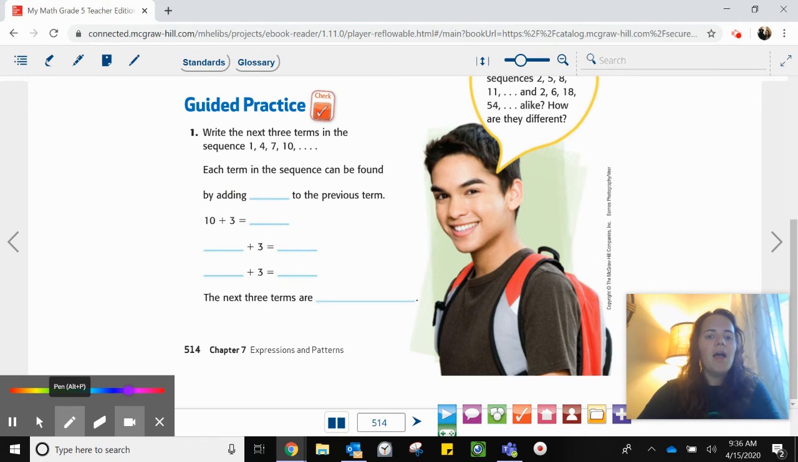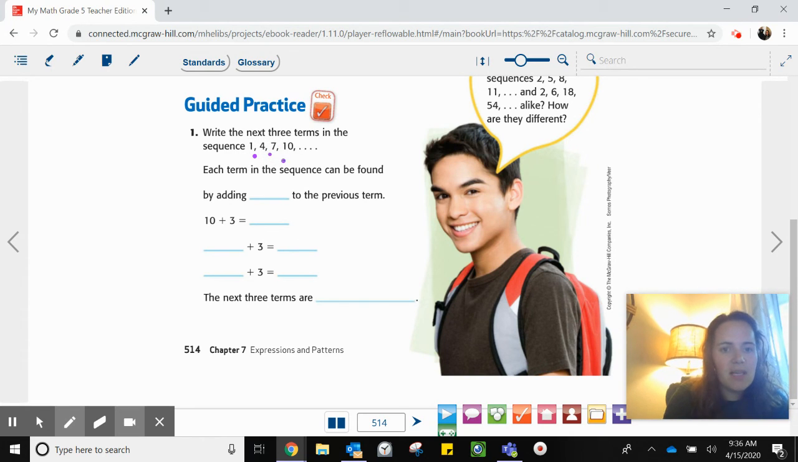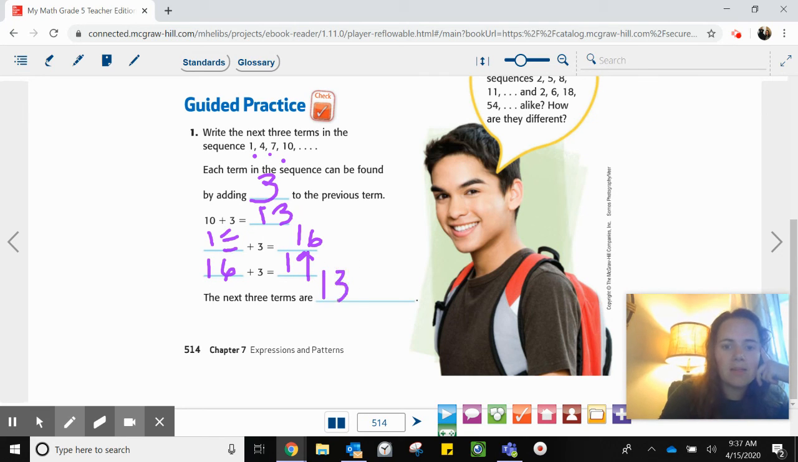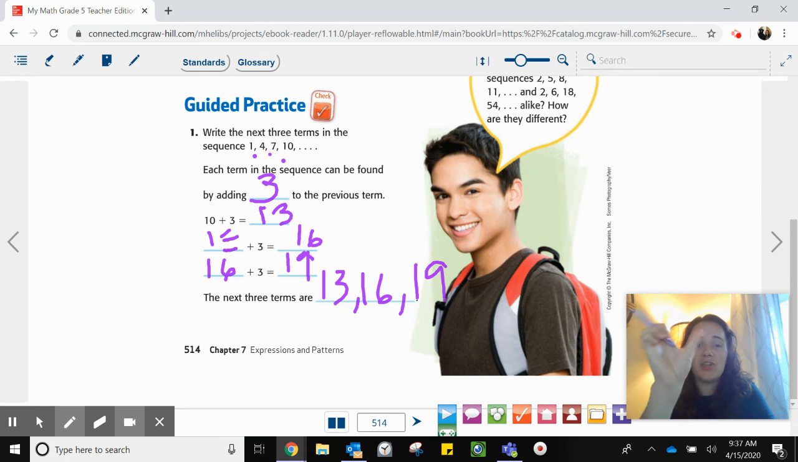All right, so write the next 3 terms in the sequence 1, 4, 7, 10. We need to think, how do I get from 1 to 4? I add 3. How do I get from 4 to 7? I add 3. 7 to 10, add 3. So that rule seems to work for all of them. If we add 3 each time, 10 plus 3 equals 13, 13 plus 3 equals 16, 16 plus 3 equals 19. Therefore, the next 3 terms are 13, 16, 19. So meet me on the next page so I can make sure you understand the directions really quick.